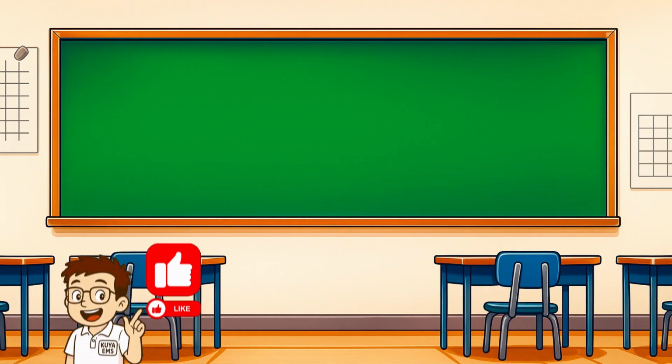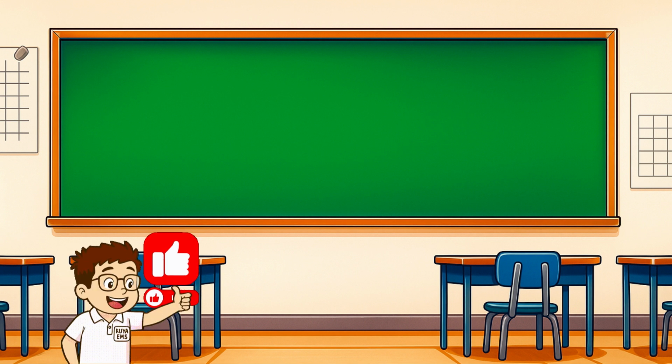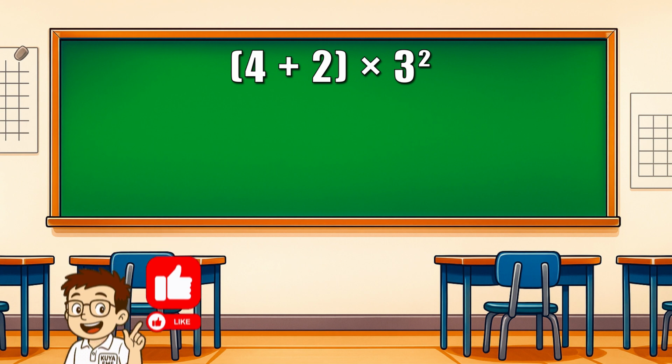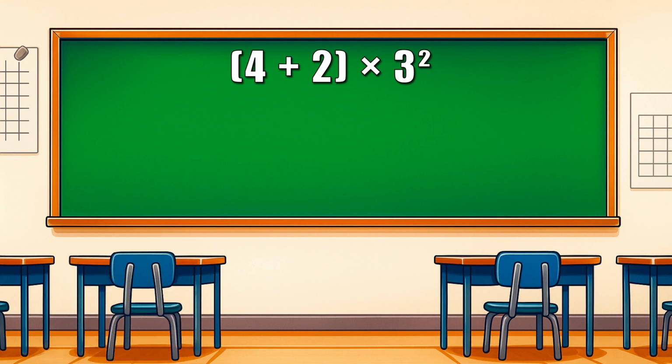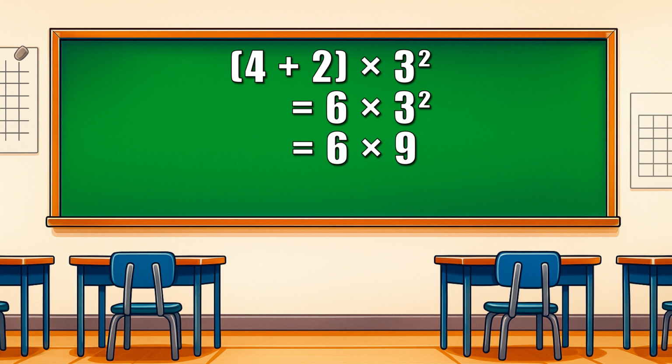Let's solve this step by step. The quantity 4 plus 2 times 3 squared. Step 1. Solve everything inside the parentheses. So 4 plus 2 is equal to 6. Step 2. Do the exponents. 3 squared is 3 times 3, so that's 9. Step 3. Multiply 6 times 9, and the answer is 54.